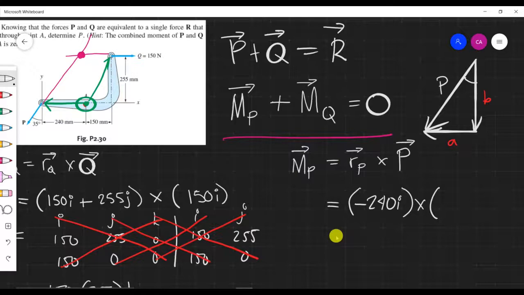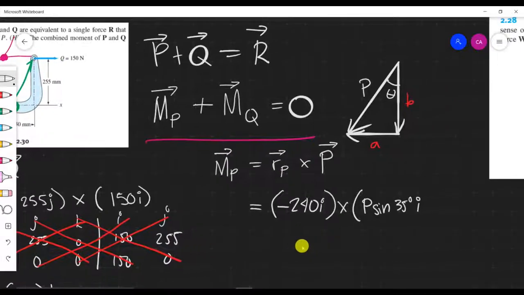Eh, yung angle kasi, nandito. So, ibig sabihin nun, si A ay sine, si B ay cosine. So, si A, gagiging P sine 35 degree towards I direction. Then, negative P, kasi pababa eh. Pababa kasi sila. Negative P, cosine 35 degree, J.